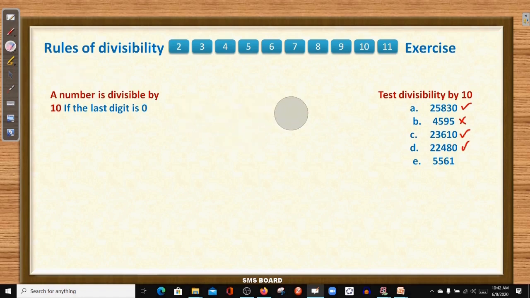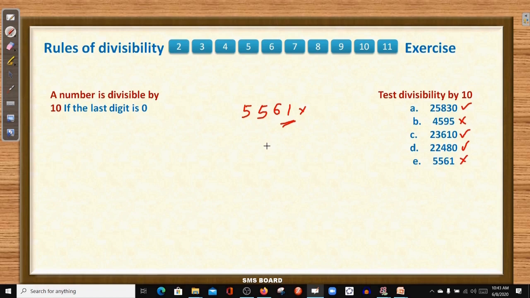Now the last problem in the exercise is 5,561. The last digit is 1. So if the last digit is 0, the number is divisible by 10. Here the last digit is 1, so it is not divisible. So you have understood the rule of divisibility by 10.